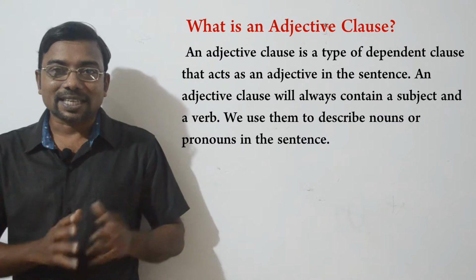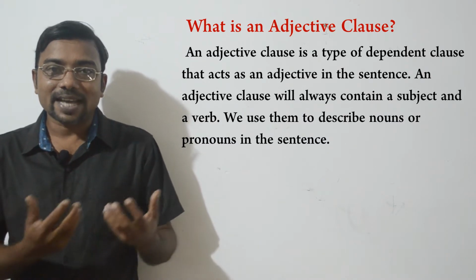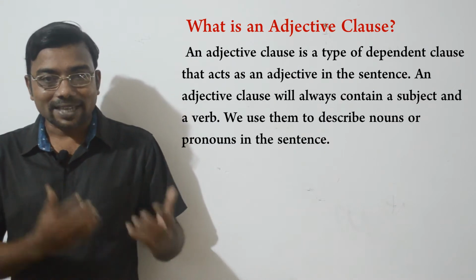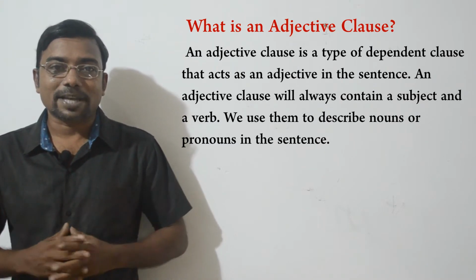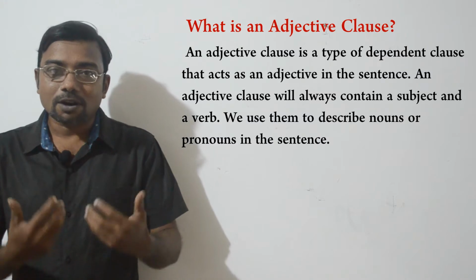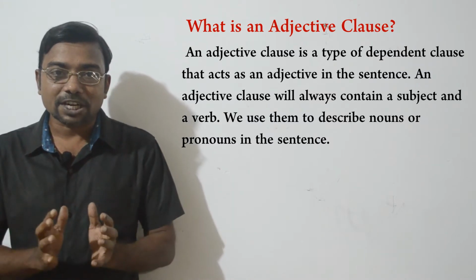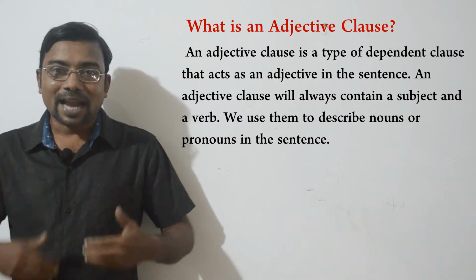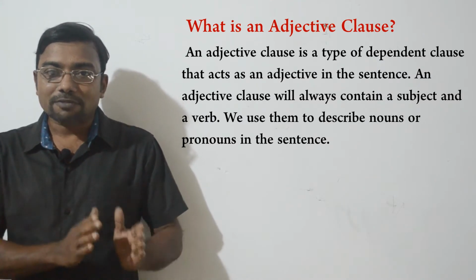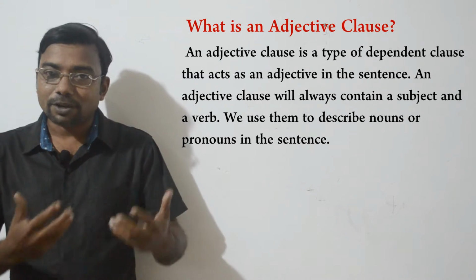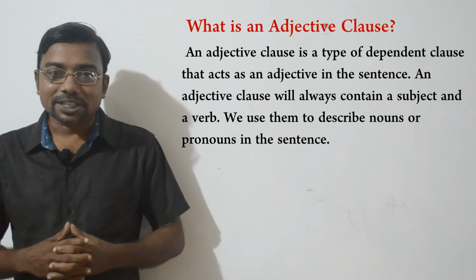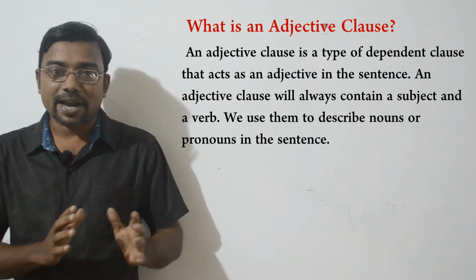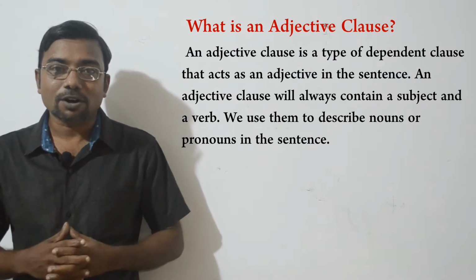Like an adjective phrase, an adjective clause is also a group of words that we use to describe a noun or pronoun in the sentence. But an adjective clause is different from an adjective phrase because it includes a subject-verb combination, and we use this entire clause to describe a noun. Remember, an adjective clause usually comes after the noun to modify or describe it. Actually, an adjective clause provides extra information about a noun, and these are always dependent clauses.